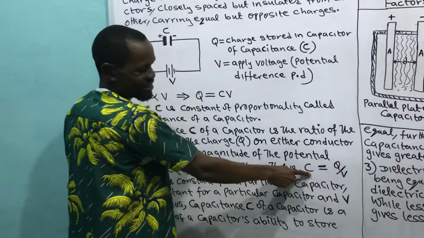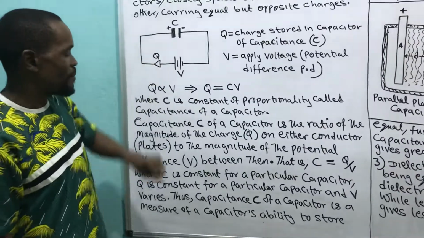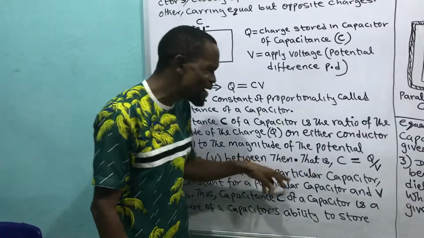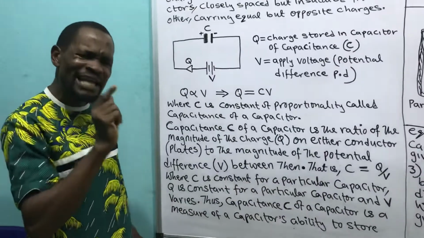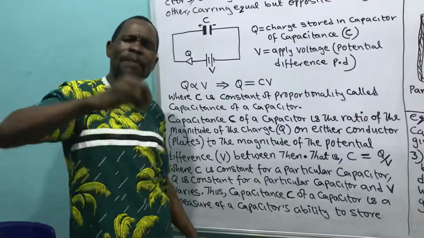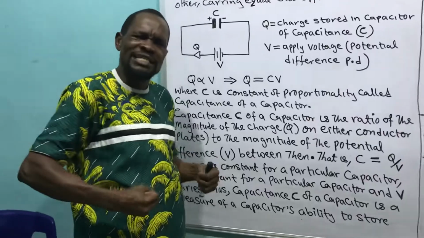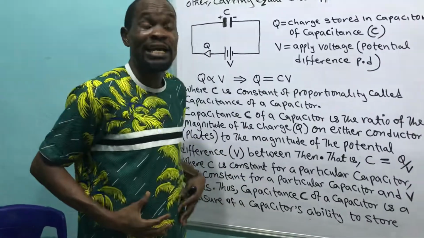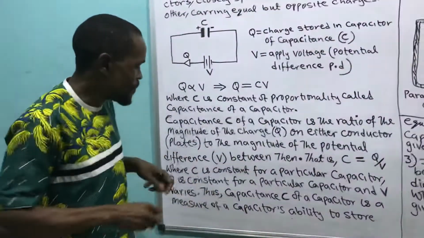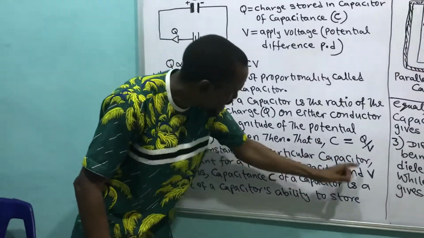That is, capacitance is equal to charge over what? Voltage applied to the capacitor. Then we said again that C is constant for a particular capacitor, and that ability of a capacitor to store a charge is called capacitance. Just like the ability of you to eat a certain quantity of food is your capacitance. So C is constant for a particular capacitor.